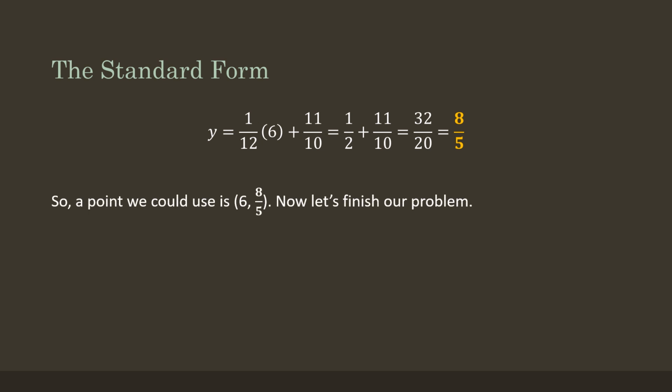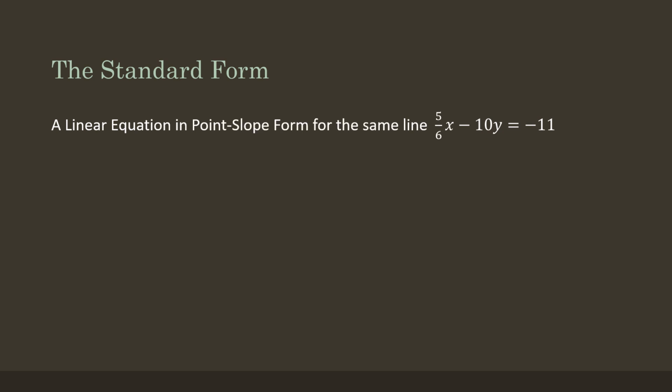Now let's finish our problem. A linear equation in point-slope form for the same line, 5/6 x - 10y = -11, is y - 8/5 = 1/12 times (x - 6).